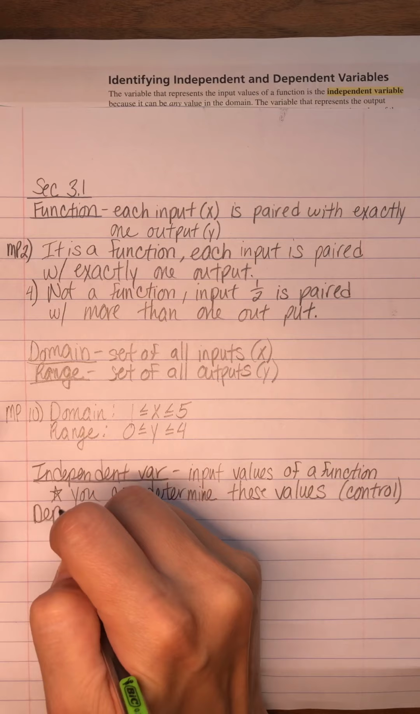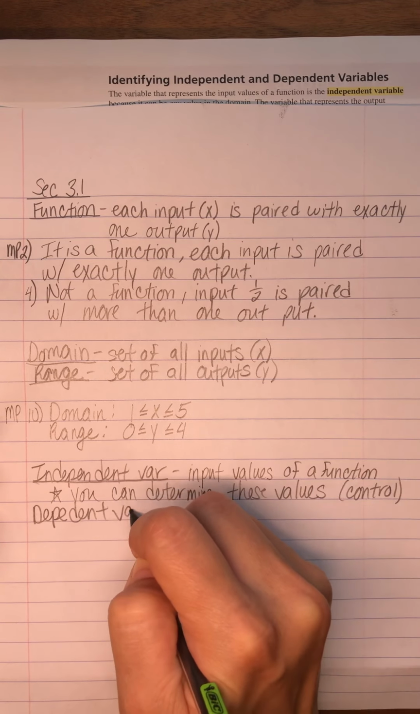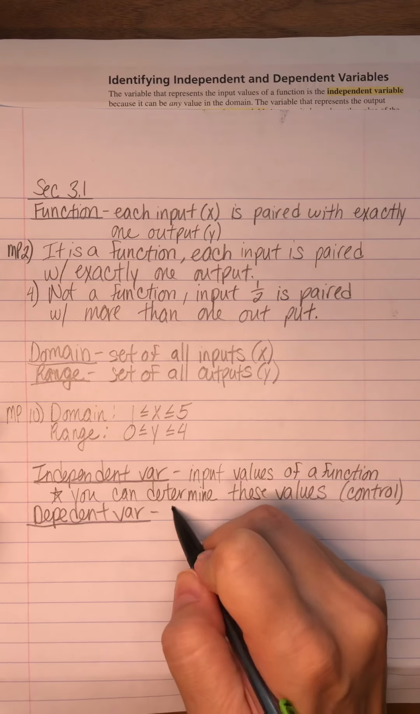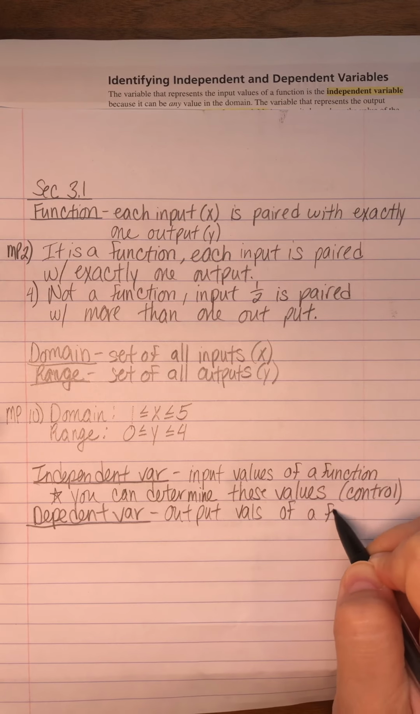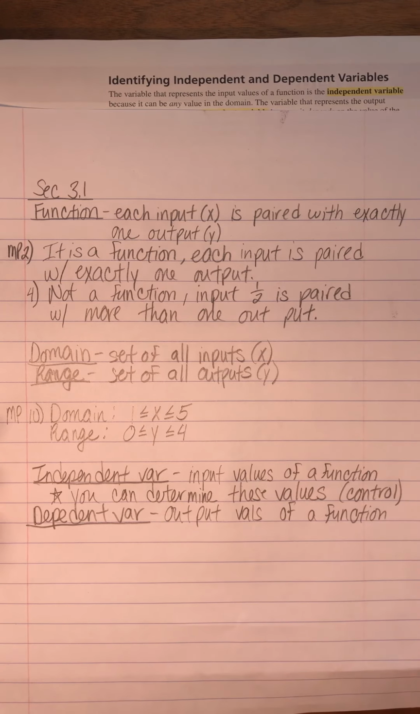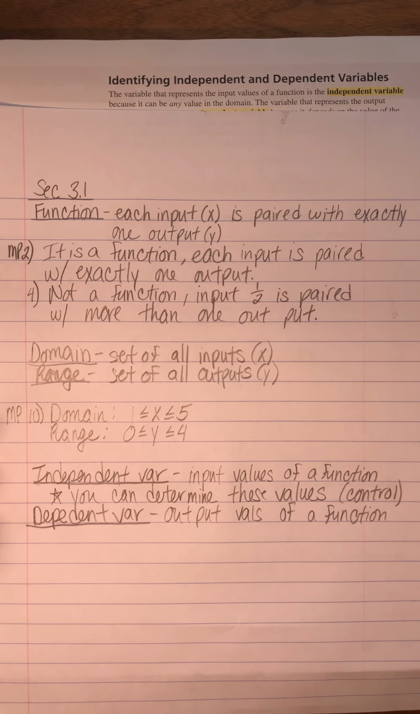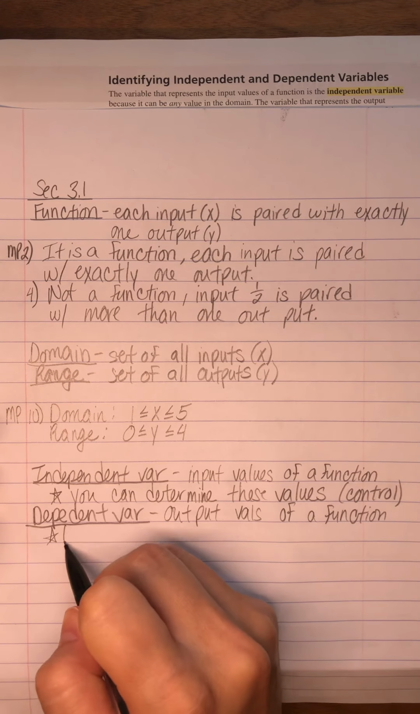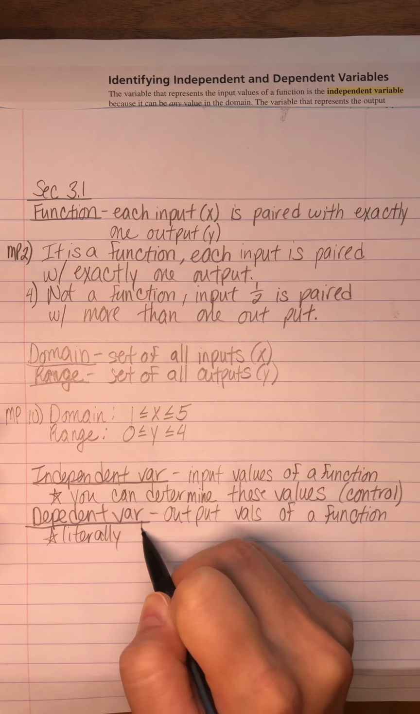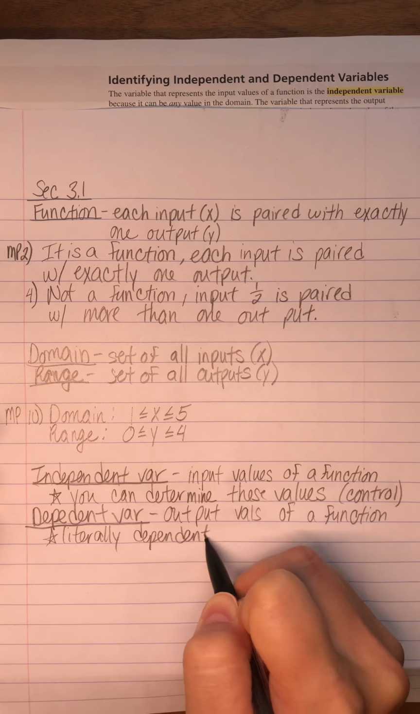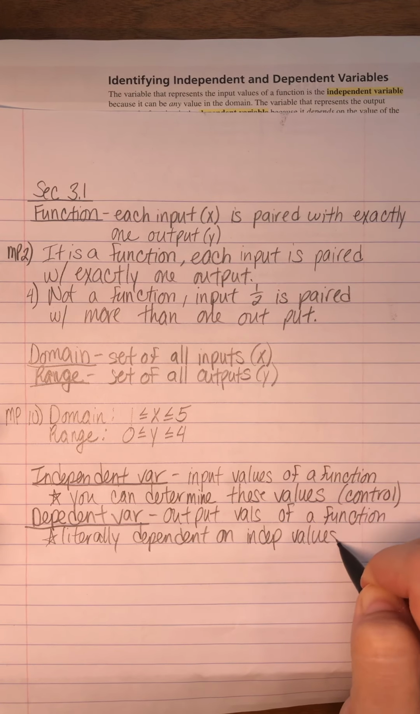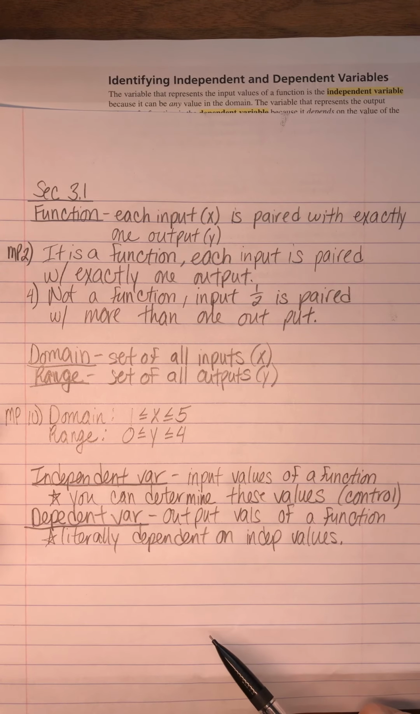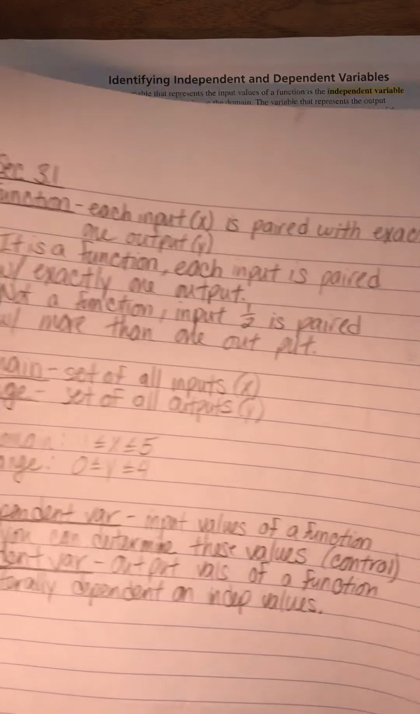The dependent variables, those are the output values of a function. And the dependent variables are literally depending on the independent variables. They literally depend on the independent values. So it means that the independent values determine what the dependent values are going to be. Let's look at some examples of this.